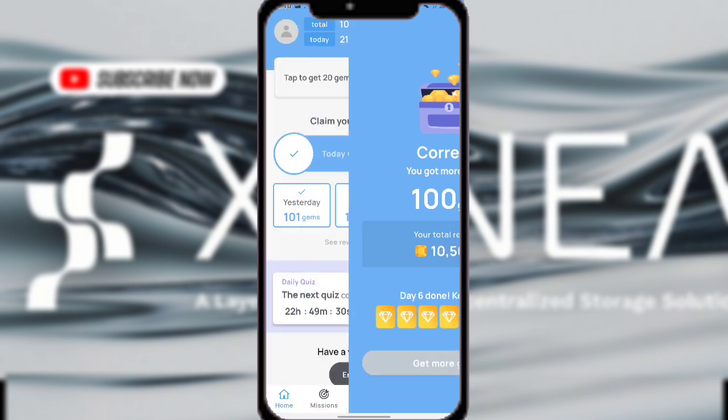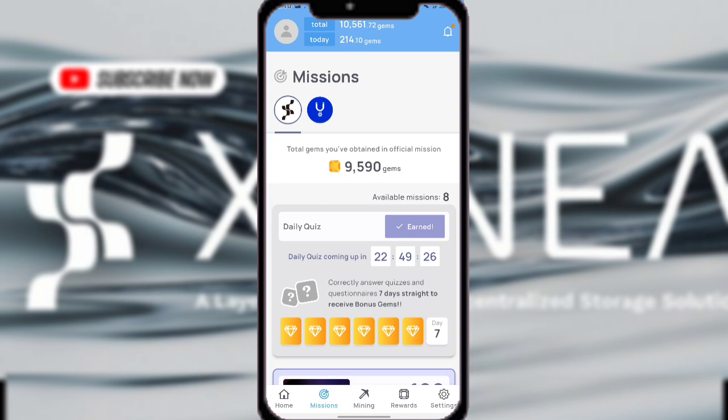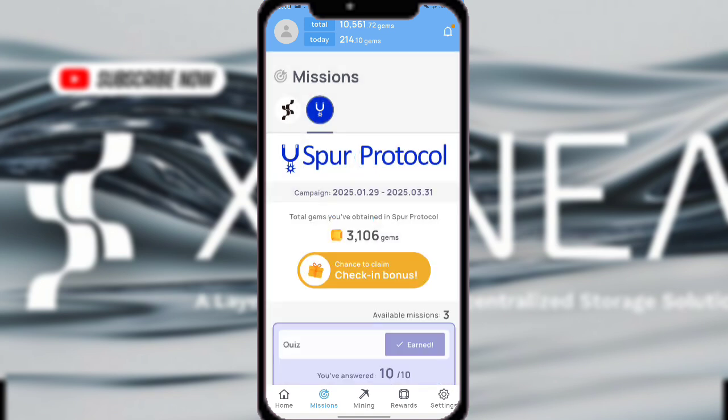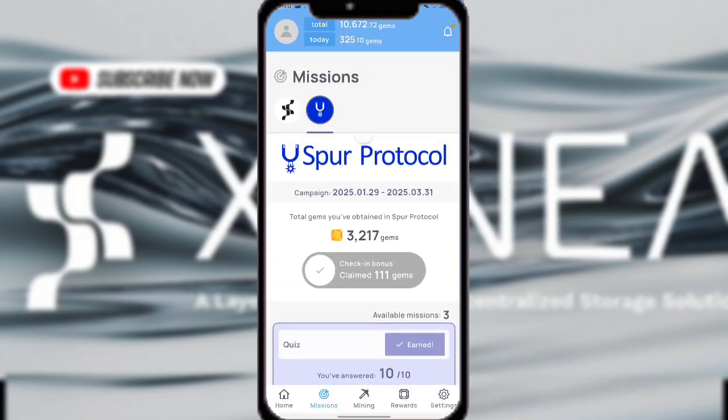So let's click on mission. Again, don't forget to come over here for this, because that is a daily check-in point that we are used to accumulate daily.